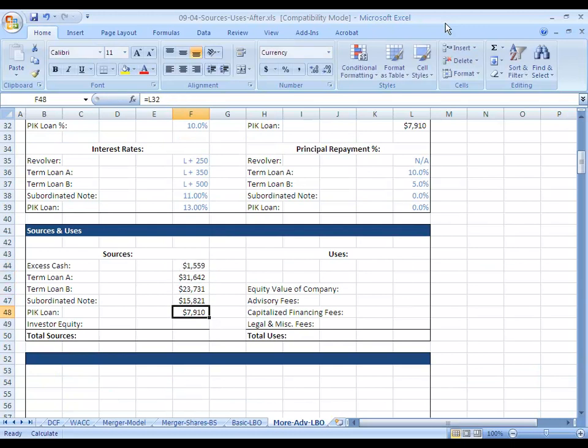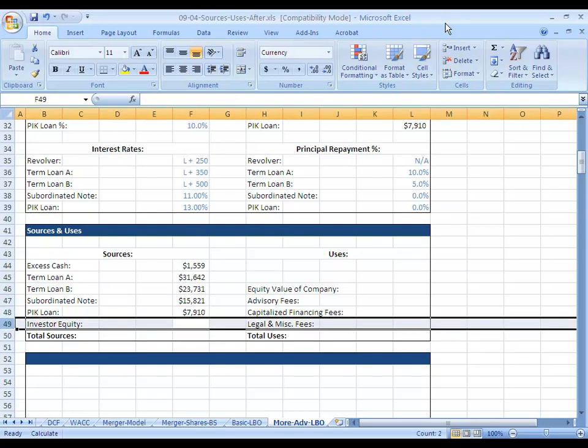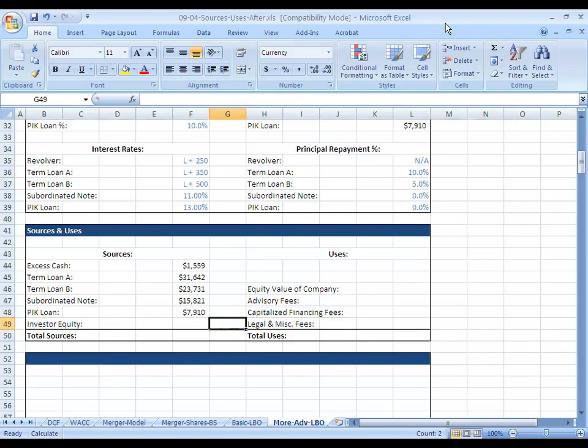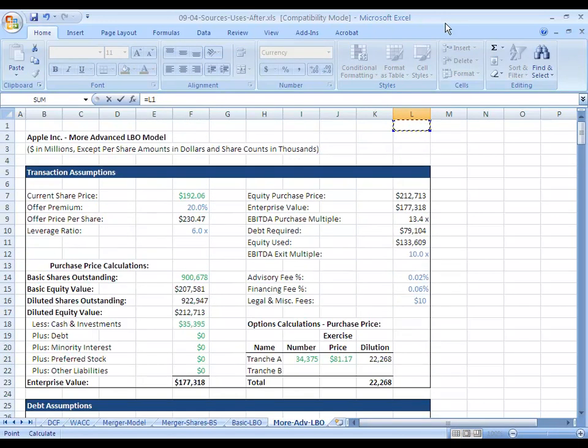So we have that. Now for the equity value of the company, remember that investor equity we'll leave blank and come back to later on because this is going to depend on what our uses side of the schedule looks like. So for the equity value of the company, we're going to go up to the top under transaction assumptions, and we're going to go to the equity purchase price right there.